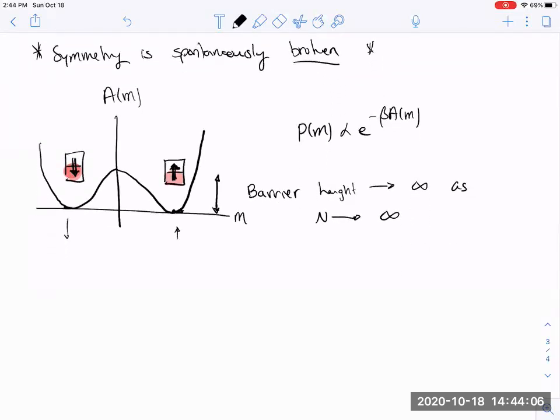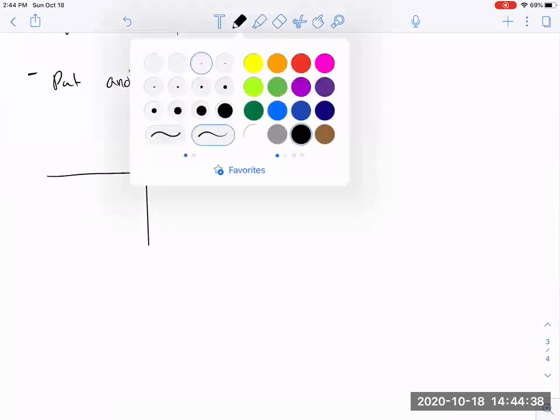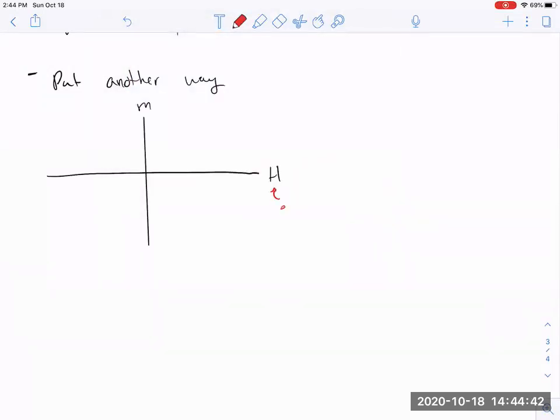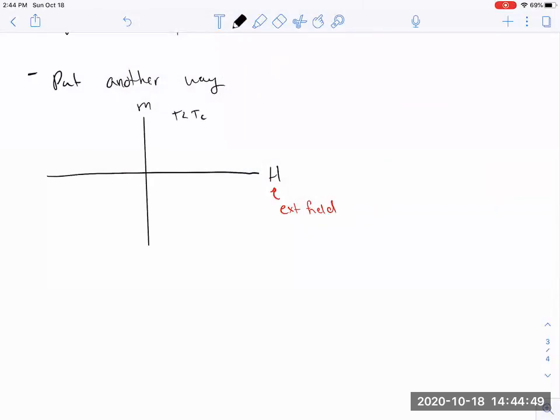A complementary way of thinking about this is to consider the other experiment we discussed last lecture, which is what happens if I stay below Tc, but apply a magnetic field. So one could imagine doing an experiment whereby the magnetic moment is measured as a function of some applied field. Let's denote that H as an external field. If T is less than Tc, exactly at zero applied field, if I look at an ensemble of magnets, the magnetization must be zero.